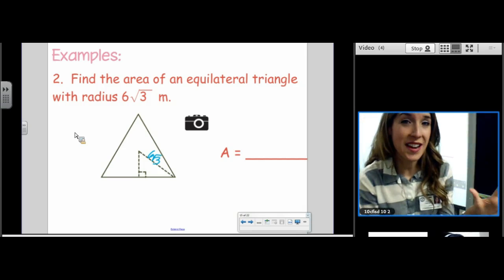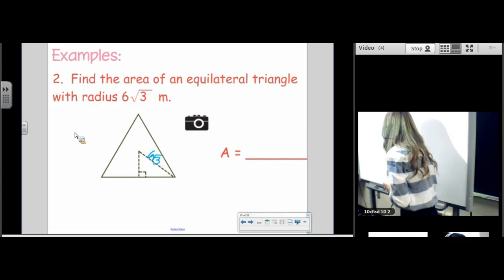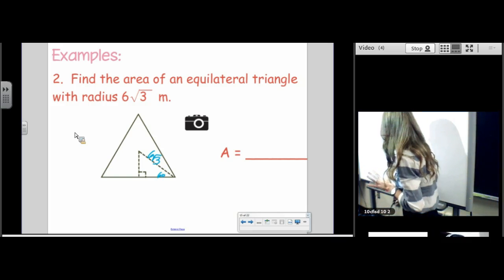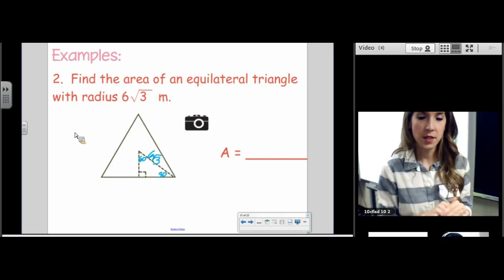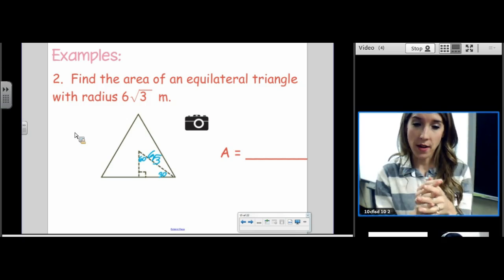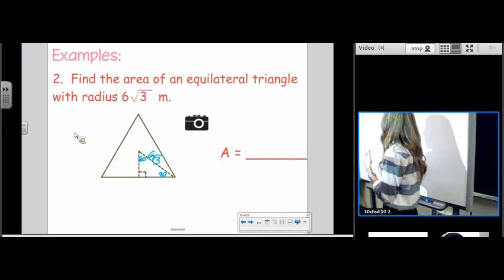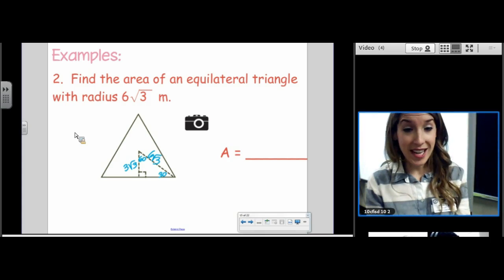Let's make sure we put the 30 and the 60 in the right spot. I would never put the 60 here because that's not the whole angle. So make sure you know that 60 gets cut in half. So this is 30, and then here's our 60 right there. So 6√3 is the hypotenuse. Cut that in half: 3√3. That goes across from 30. And then what goes across from 60?